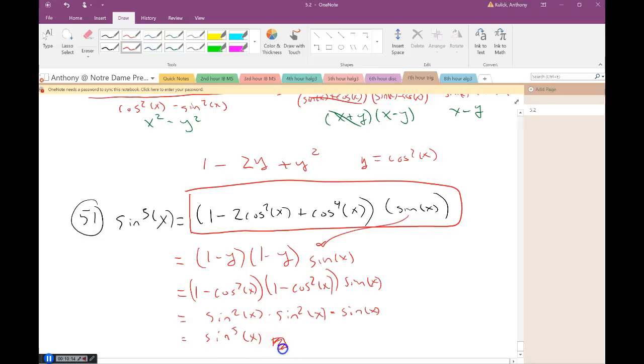And we're done. It's easy, guys. This one looked kind of bad, but it wasn't so bad, right? I didn't have to do a bunch of weird things. It did one factoring and then a Pythagorean identity, and we're done.